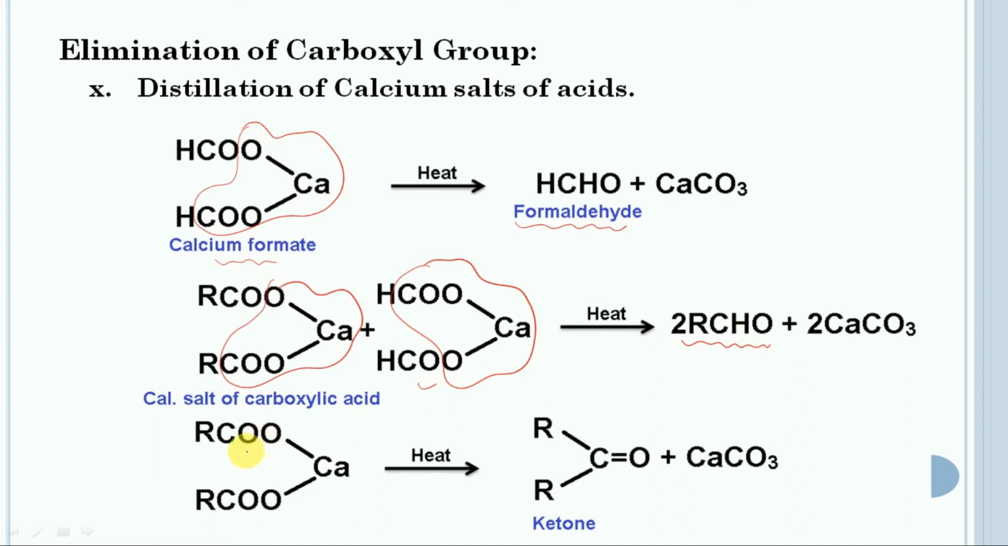In the case number third, it involves distillation of calcium salt of an acid and other acid other than formic acids. So it will again lose calcium carbonate and the final product, that is ketones. So it is the distillation of calcium salt of acids, the product that will depend upon the calcium salt taken in the reactions.